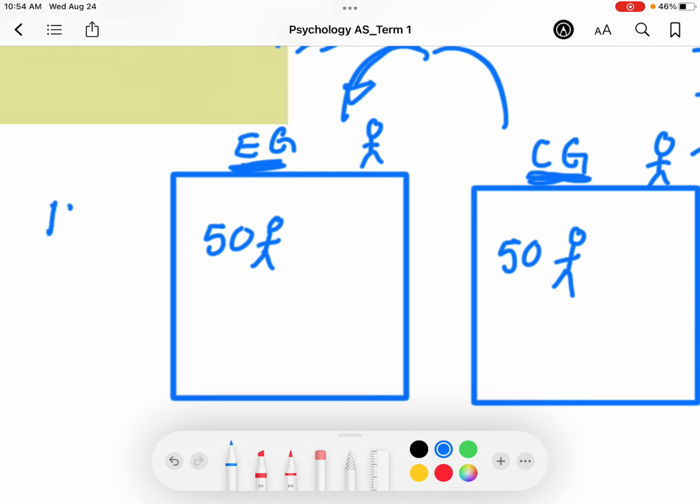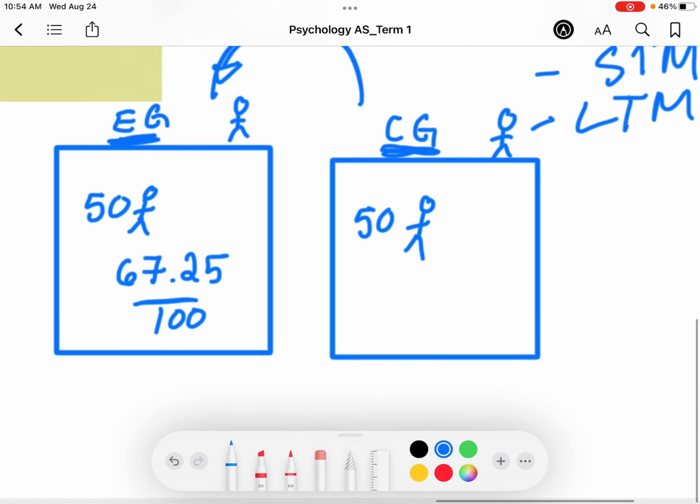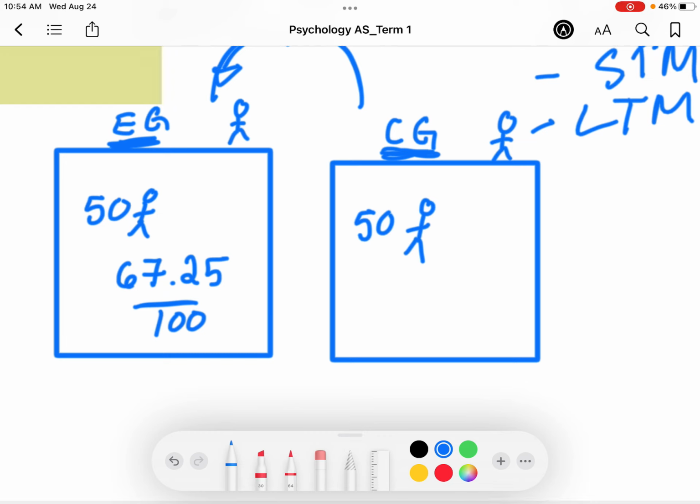We did a 100-point memory test, okay? And in the experimental group, they have an average of 67.25 over 100. In the control group, the group that was not able to hear any sound, any distraction, they were able to focus, hopefully, right? They got a score of 85.3 over 100.